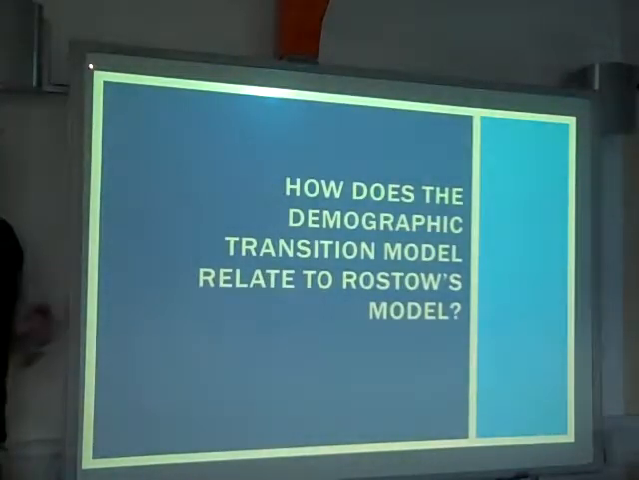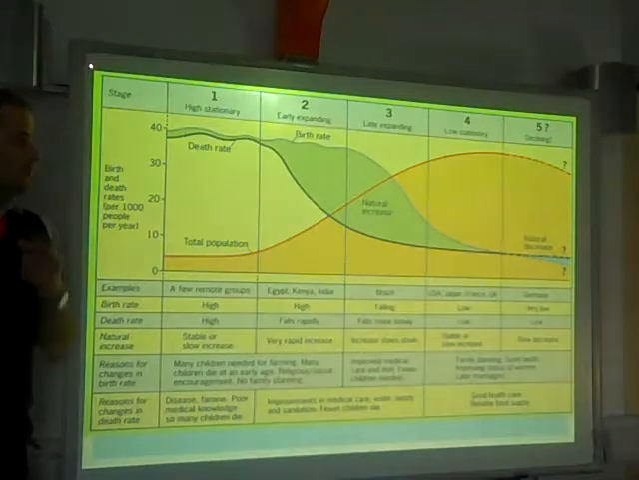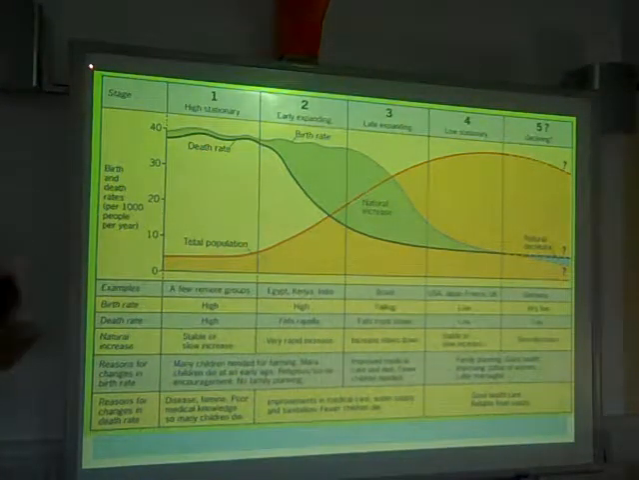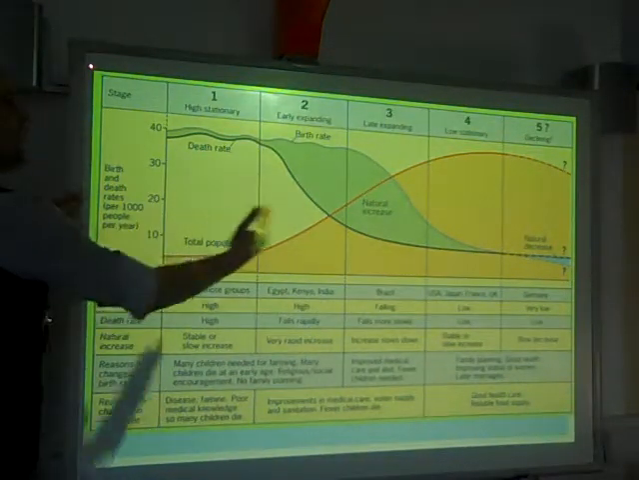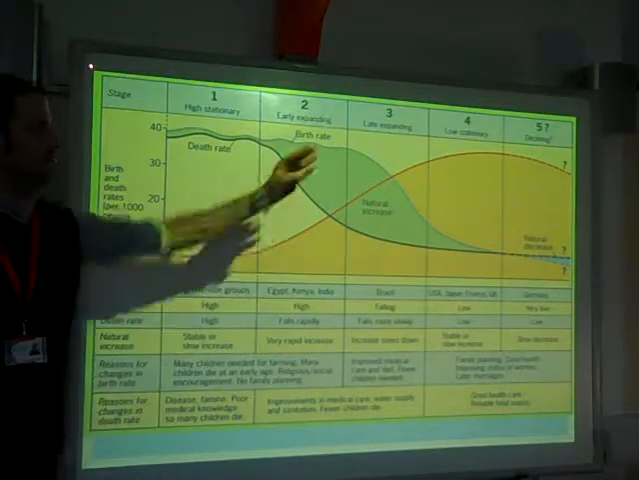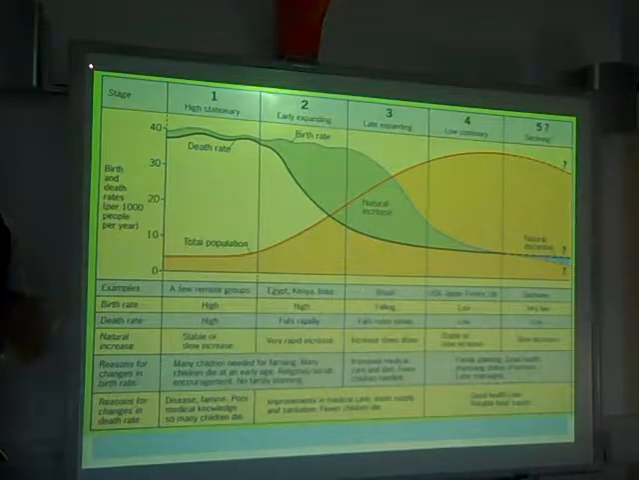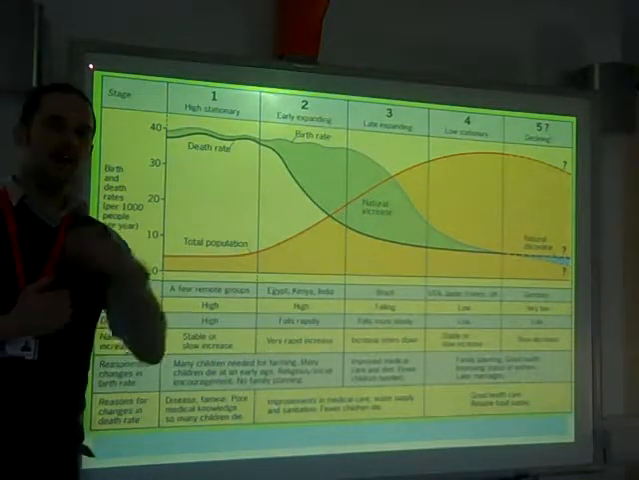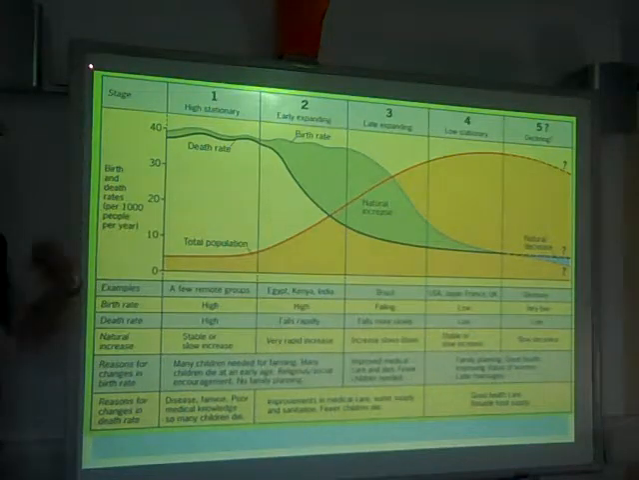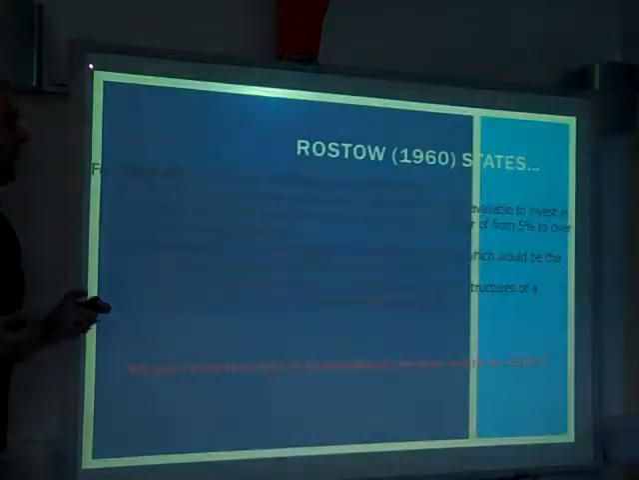Don't forget, there are some cross-topic links going on. The demographic transition model from population back at AS level actually relates to Rostow's model, in that they often can be seen to run parallel to each other. So countries that are in stage 5 with a declining population are often those ones that also have high consumerism and are more developed.